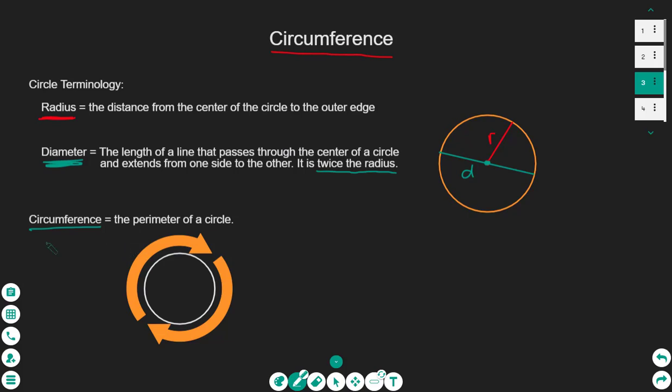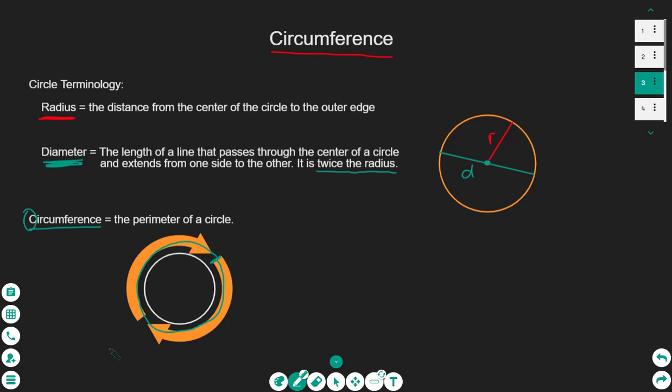Now, circumference is like the perimeter of a circle. So think of circumference, which starts with the letter C, so does circle. So when you see circumference, you should be thinking the distance around a circle, not a polygon. Okay? So here we have our circle. The circumference is the distance if we start in one location and then move around that circle. How far have we traveled?